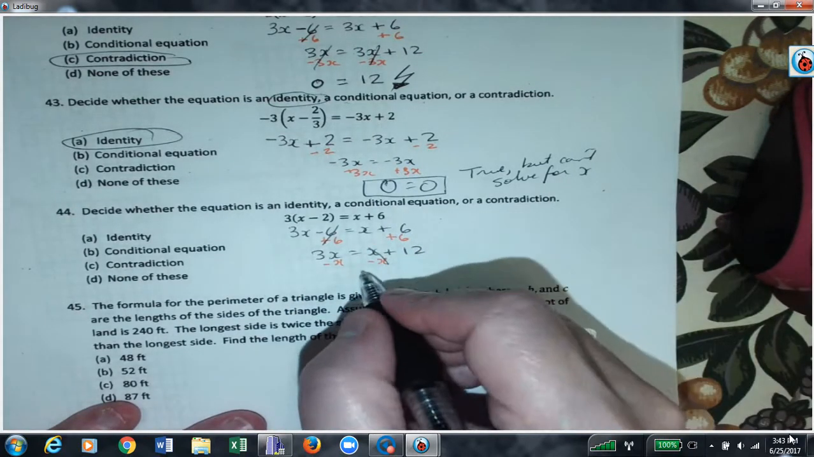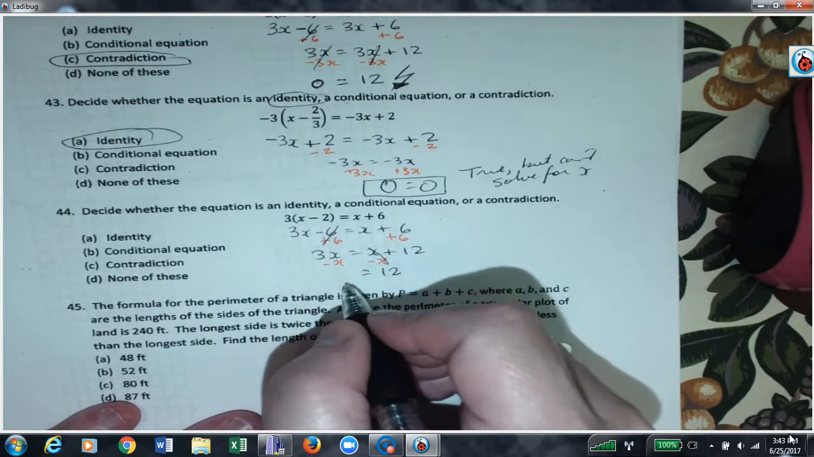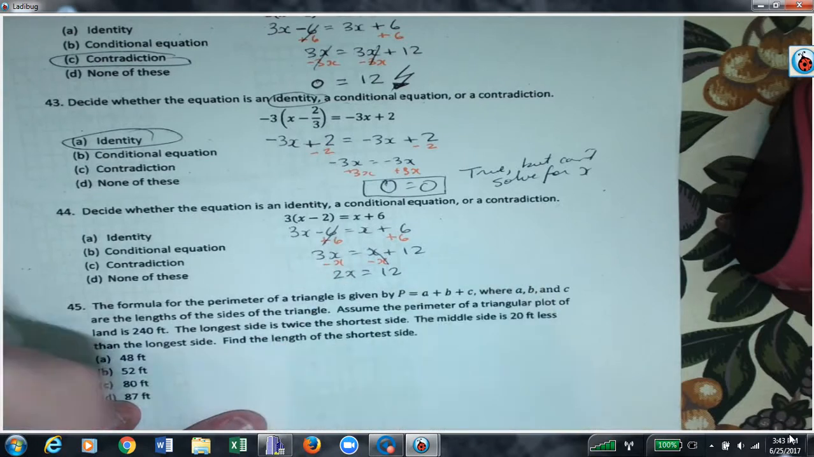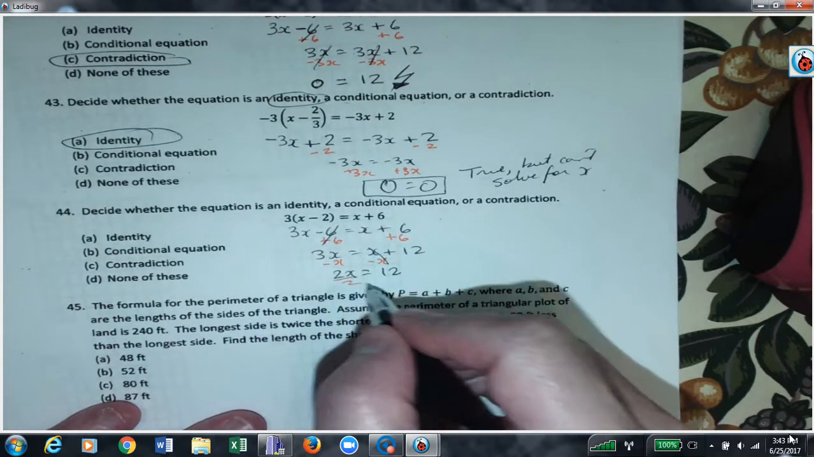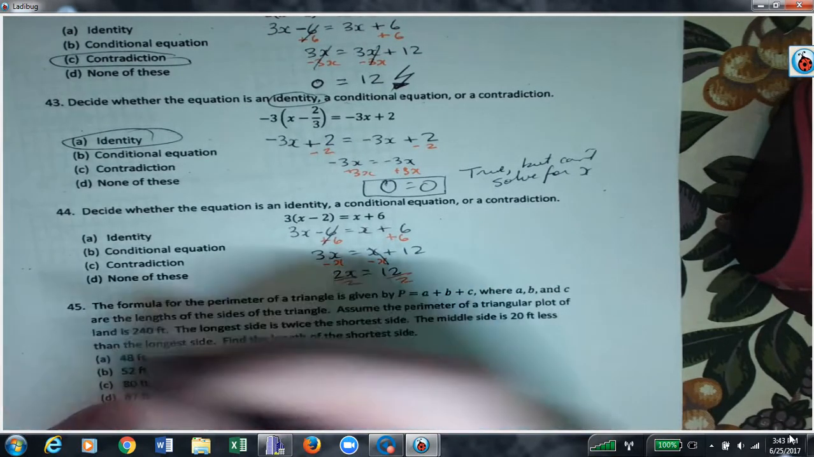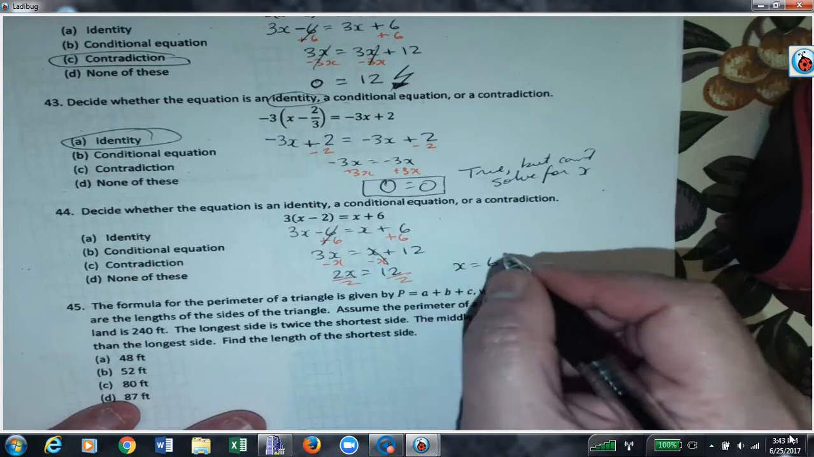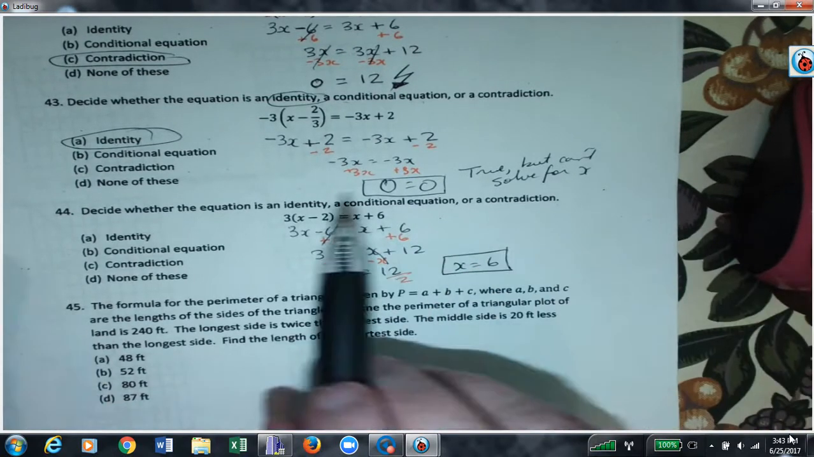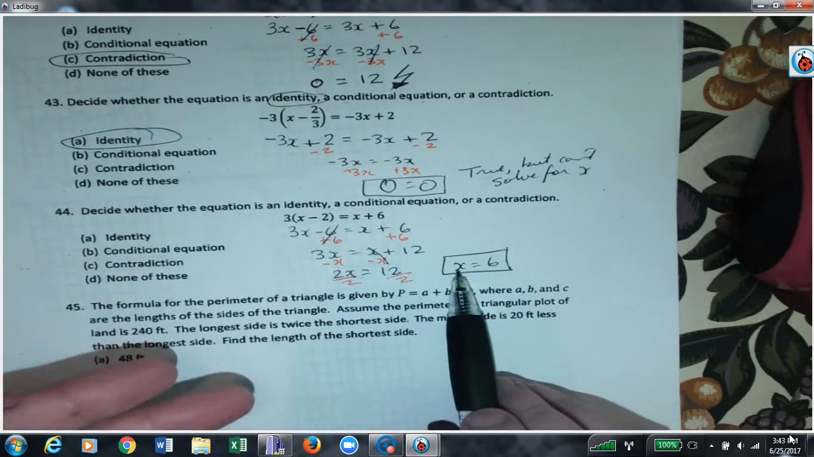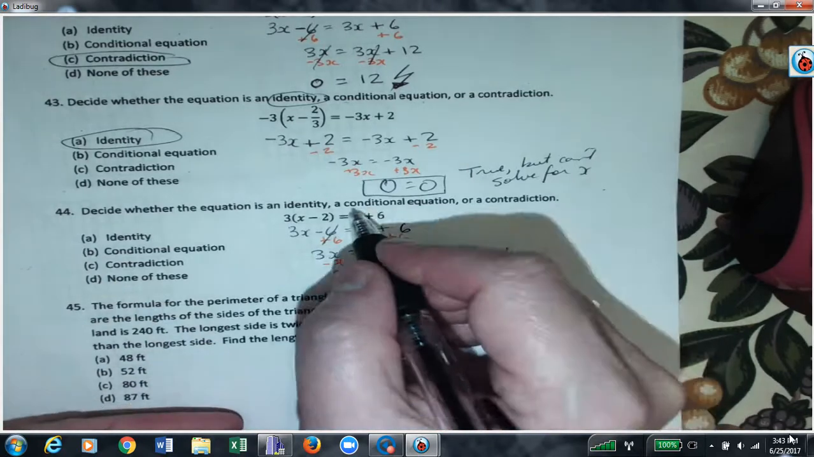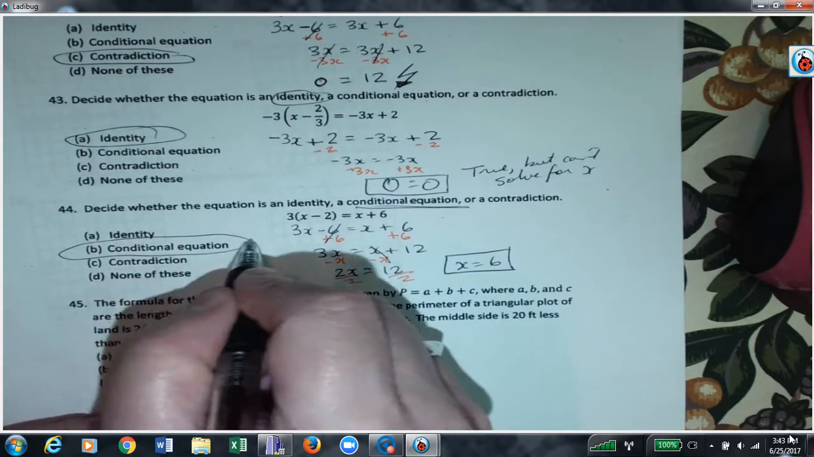So these go away. 3x minus x is 2x. And now I can solve that for x. If I divide both sides by 2, I'm left with x equals 6. So this equation is true on the condition that x is equal to 6. So the answer to number 44 is B.